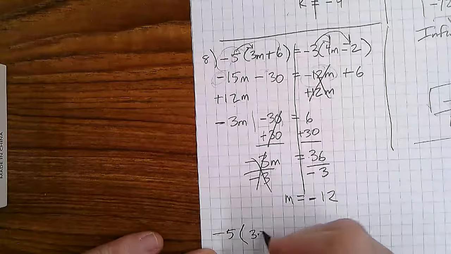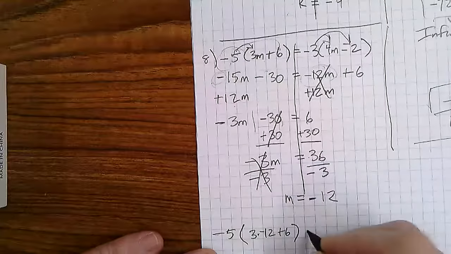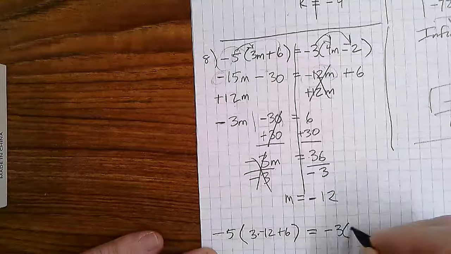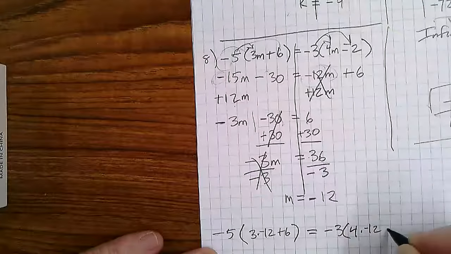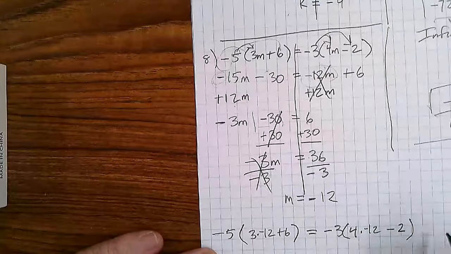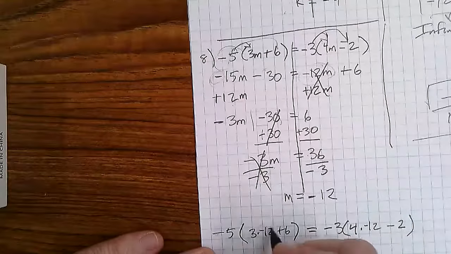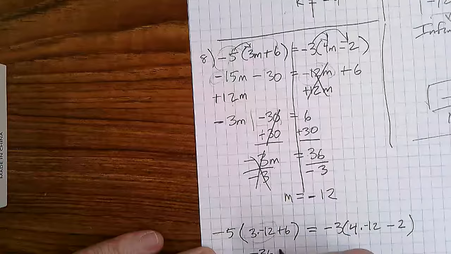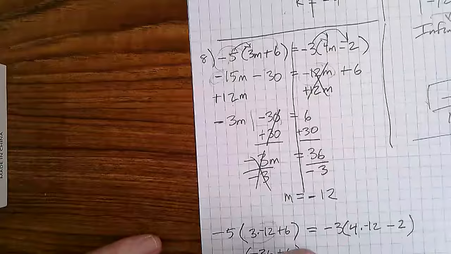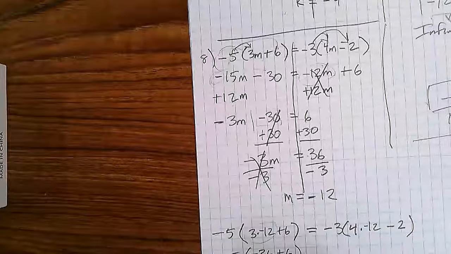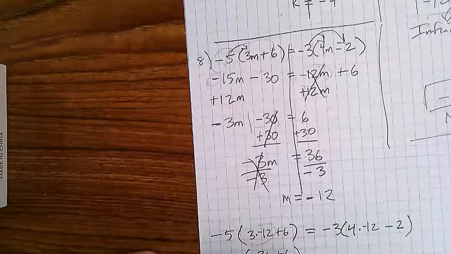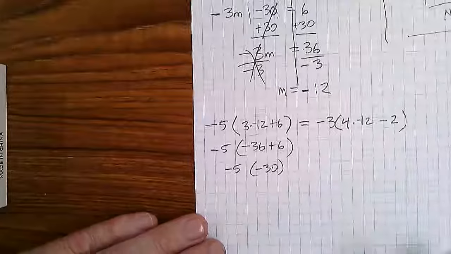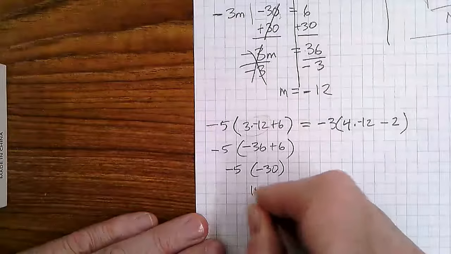You get -5 times 3 times -12 plus 6. And then on the other side, you get -3 times 4 times -12 minus 2. So ugly problems, but we can do it. PEMDAS tells us to do multiplication and division inside the parentheses first. So 3 times -12 is -36 plus 6. -36 plus 6 is -30. And so you have -30 times -5. All right, and that gives you +150.